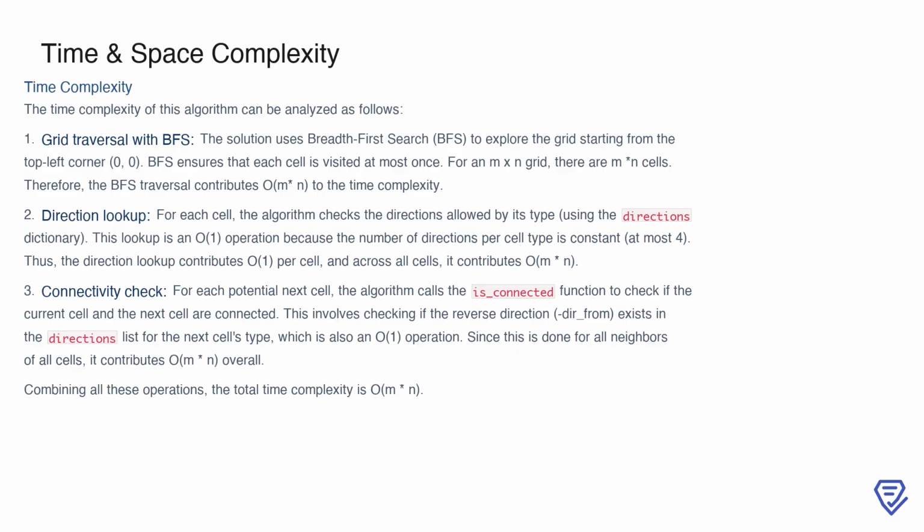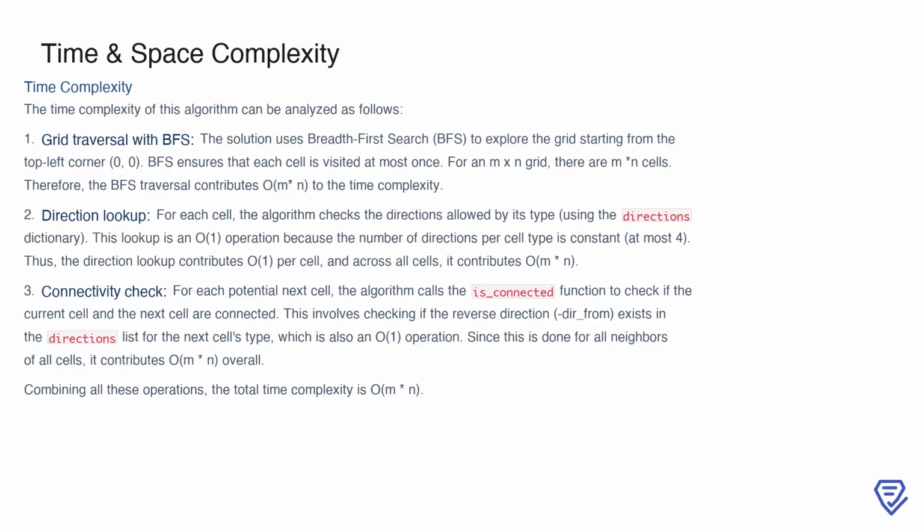Next, for each cell, the algorithm checks the directions allowed based on its type using a dictionary. This lookup is constant, or O(1), because the number of directions for any cell type is fixed at a maximum of 4. When extended across all cells, this operation still adds up to O(m*n).